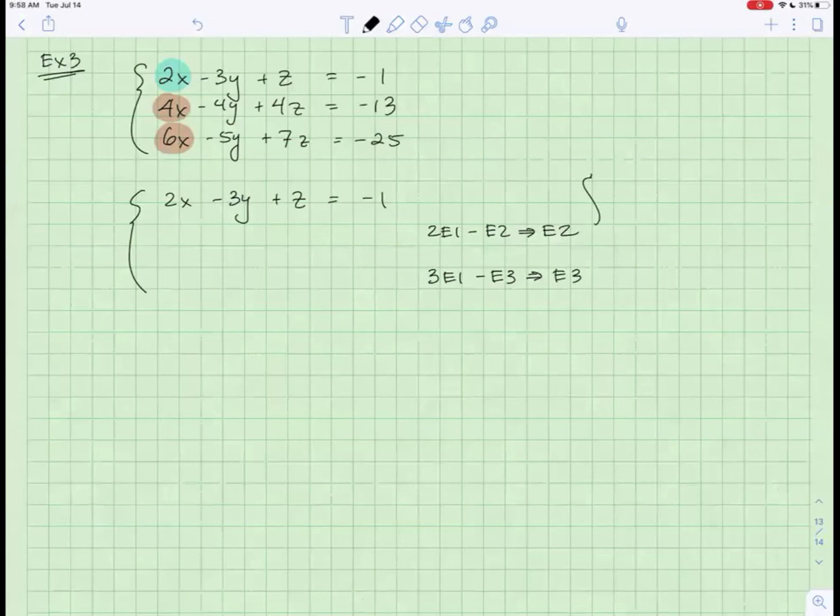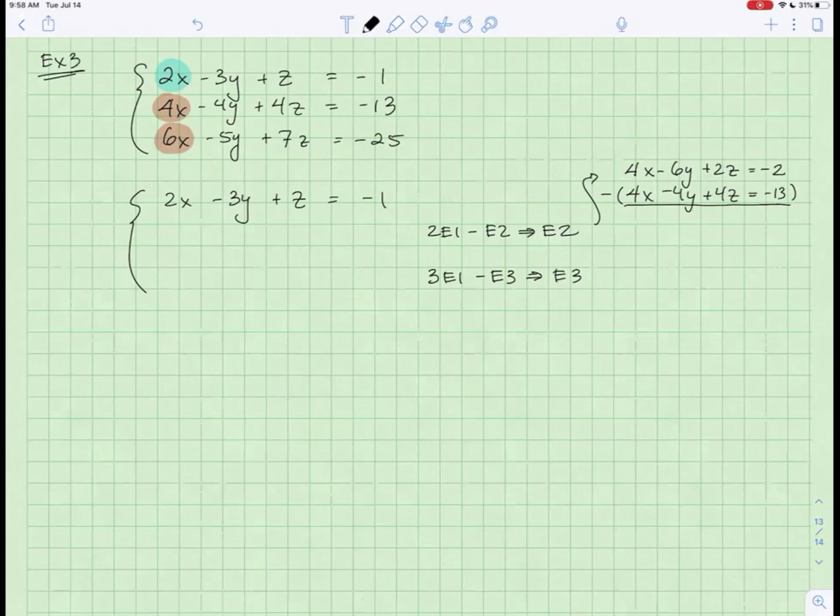So let's do some of that arithmetic over here. Let's see. This will be twice equation 1, which will be 4x minus 6y plus 2z is equal to -1. And then equation 2 is 4x minus 4y plus 4z equals -13. And we'll subtract. Shouldn't the -1 be -2 because you multiplied by 2? Yes, thank you very much. If you see something, say something. So watch out. Thank you very much.